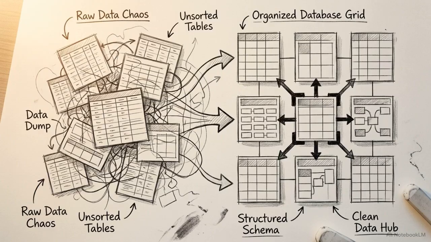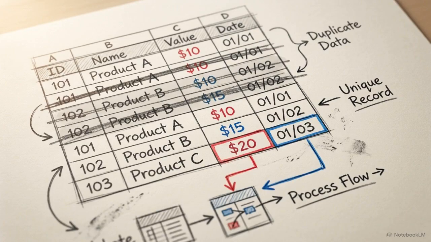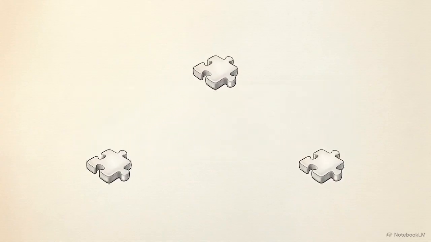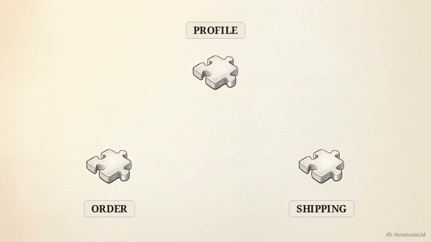To handle those rapid transactions flawlessly, an RDBMS uses a strict structural method called database normalization. The goal is to eliminate all data redundancy. Instead of keeping a customer's information in one wide row, normalization fragments it into small, specific tables, one for user profiles, one for orders, and one for shipping, all connected through foreign keys.